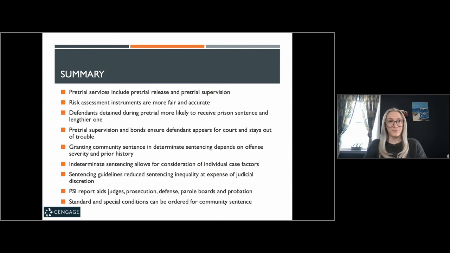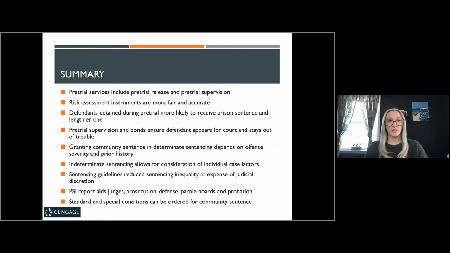So, in sum, pretrial services include pretrial release as well as pretrial supervision. Risk assessment instruments are more fair and accurate at determining whether an offender should be released or not pending their trial. Defendants who are detained during pretrial are more likely to receive a prison sentence and a lengthier one at that. Pretrial supervision and bonds, the purpose is to ensure that the defendant appears for court and that they stay out of trouble while awaiting their next court hearing.